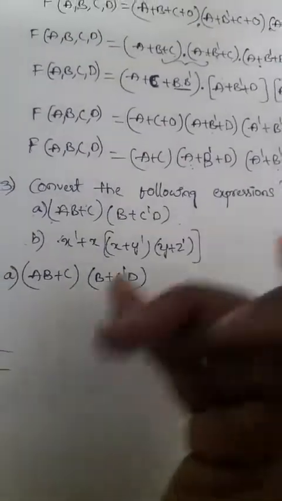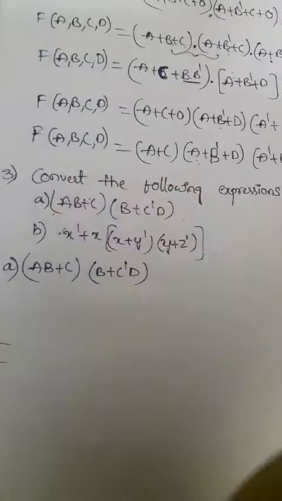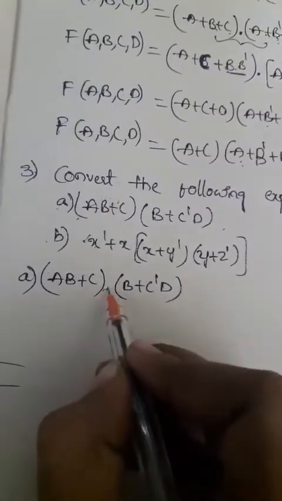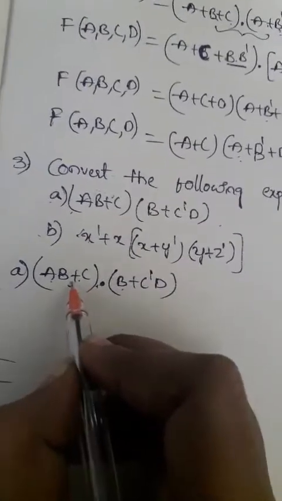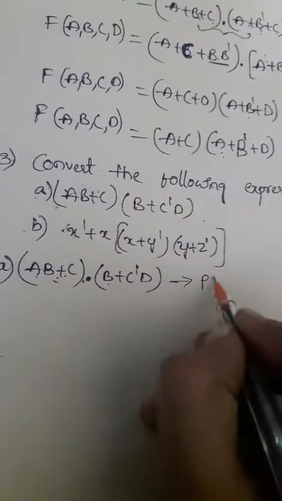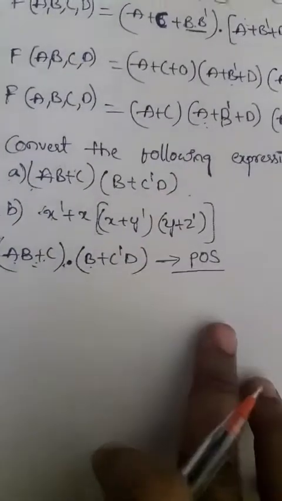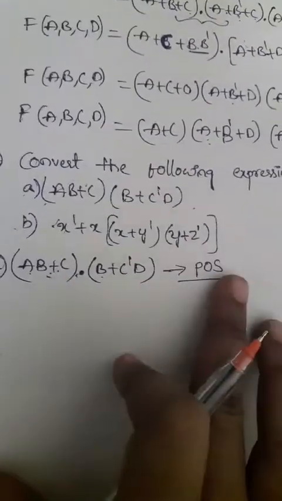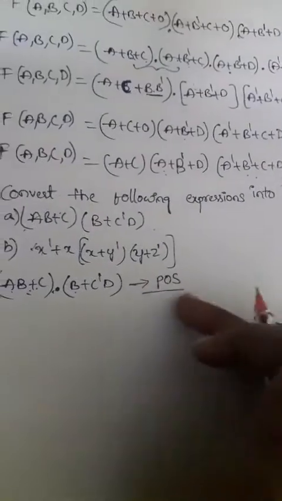So just check it. SOP expression is nothing but sum of product, and POS is nothing but product of sum. So that means here, in between two terms we have the product and in between variables we have the sum. So directly we can say that this is a POS expression. This is related to the product of sum. We have to convert the following expression into SOP and POS. Already this is in POS, now we have to convert it into SOP.